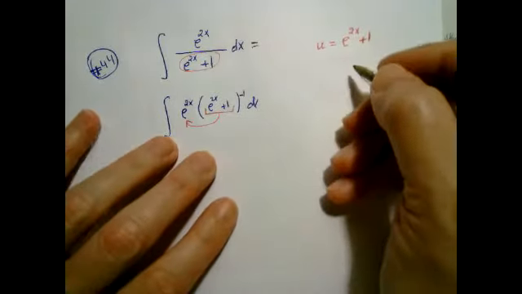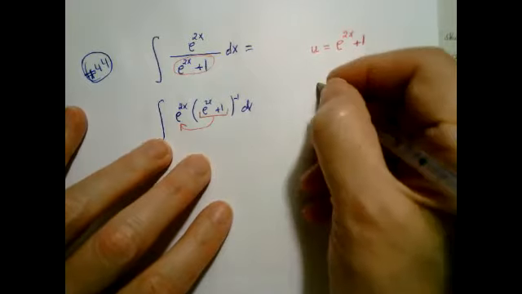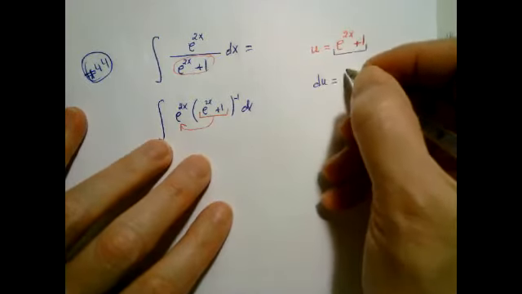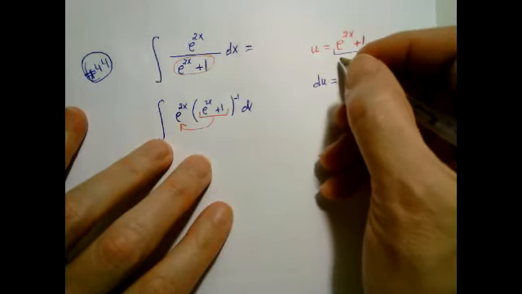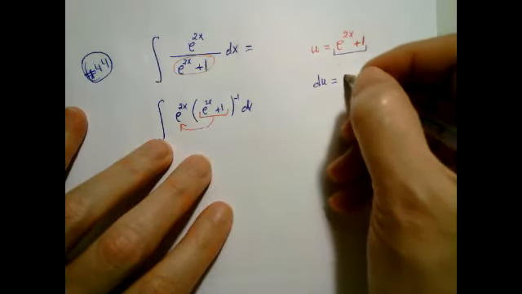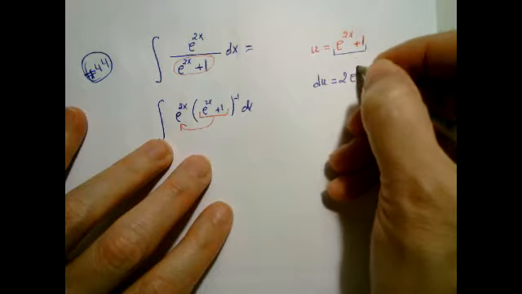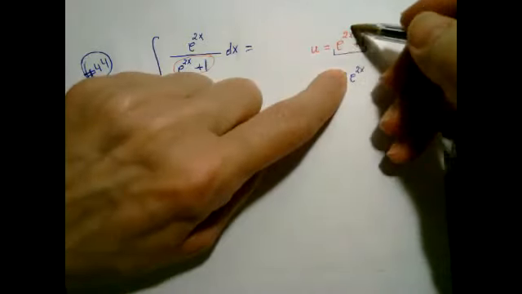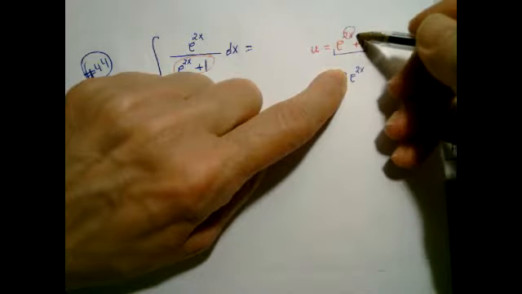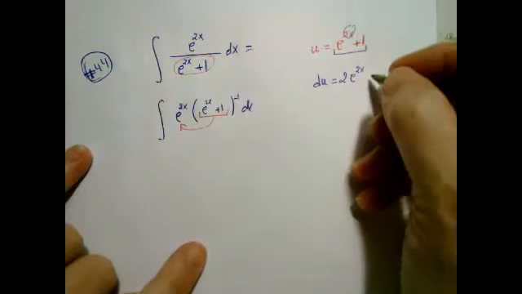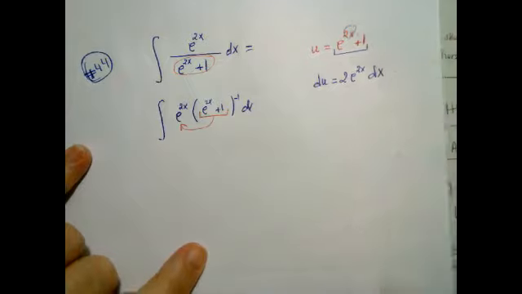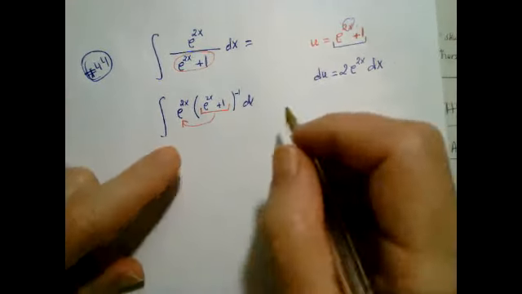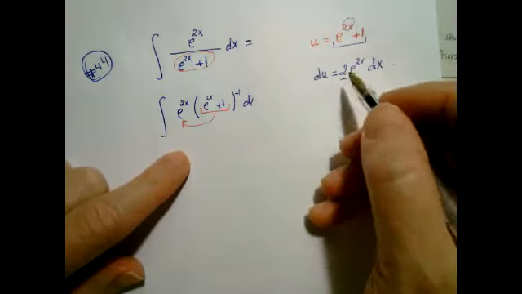So again, I will talk about the last choice. We're going to put u equal e to the 2x plus 1. So the du is the derivative of that. The derivative of e to the 2x, because we need the chain rule, is 2 e to the 2x, because remember, it's the derivative of the outside at the inside times the derivative of the inside, which is the 2 dx.